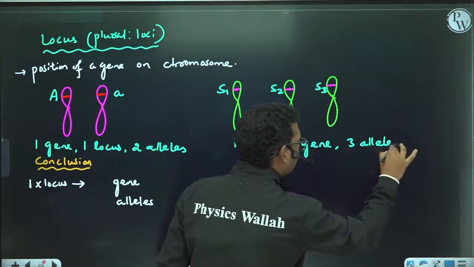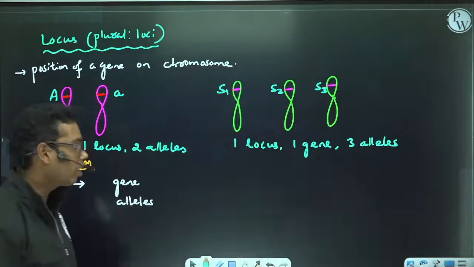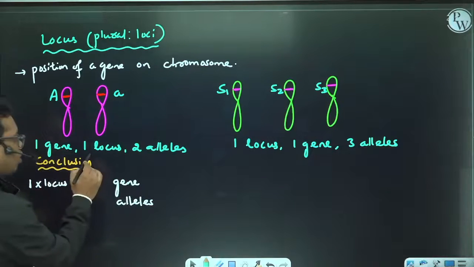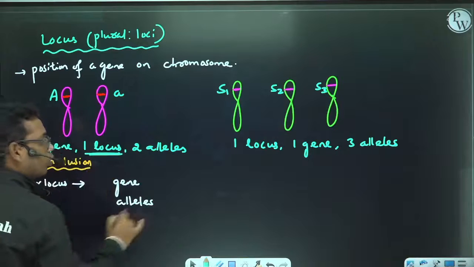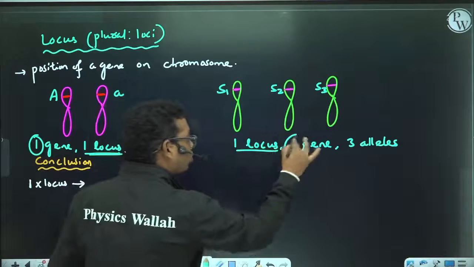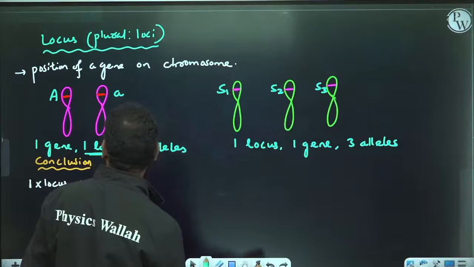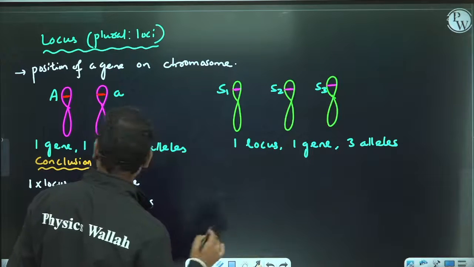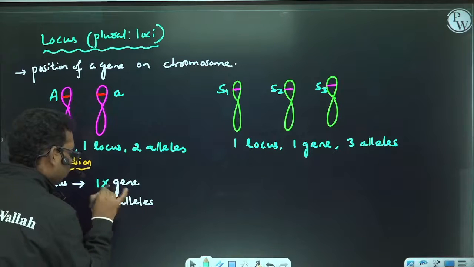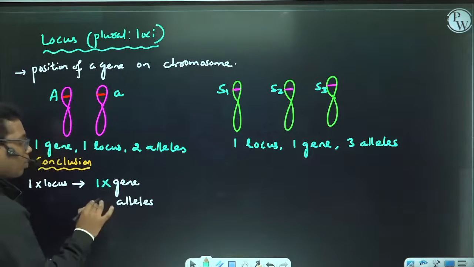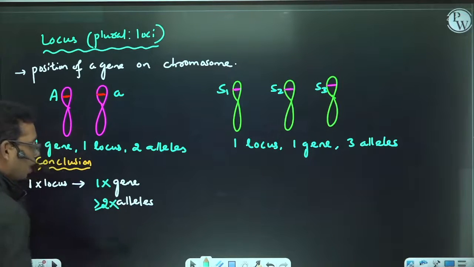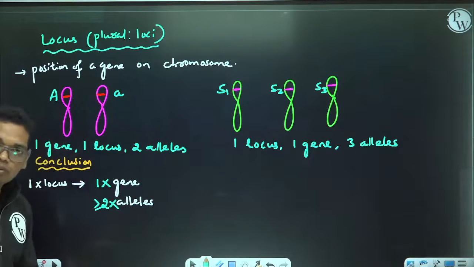Three alleles. How many alleles? Three alleles. And that is why I will conclude here that one locus will always have one gene. Here I have taken one locus, here also I have taken one locus. How many genes? One gene. Here also one gene, and that is why I can say here that one locus will always have one gene, but the number of alleles can be 2 or it can be more than 2.